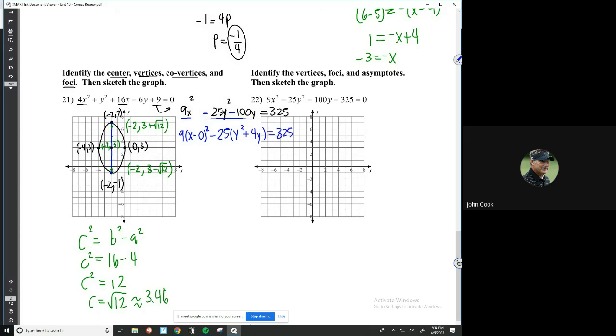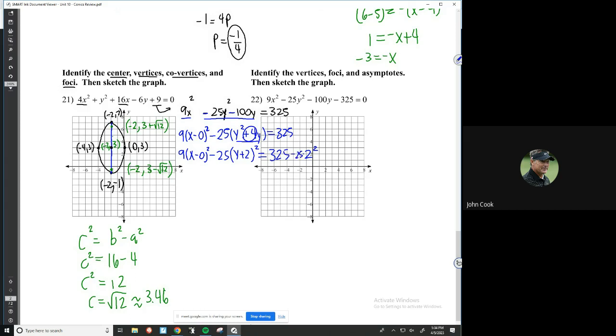And then let's complete the square on this part. So that's already done. 9x minus 0 squared minus 25. And then if I divide that positive 4 by 2, I get y plus 2 squared equals 325. But then I've got to take that 2 squared, right? And then I got to multiply by the number that's out front, which is negative 25.